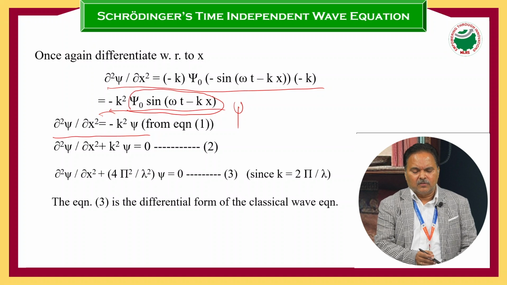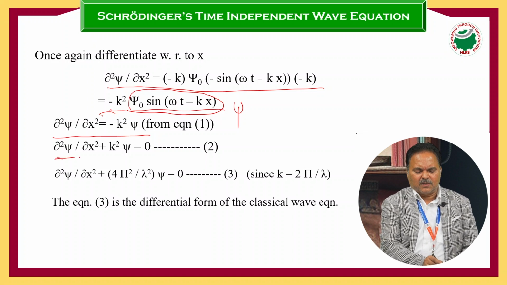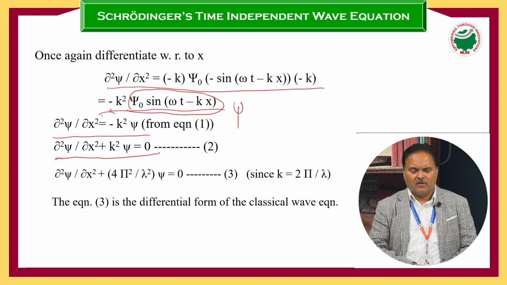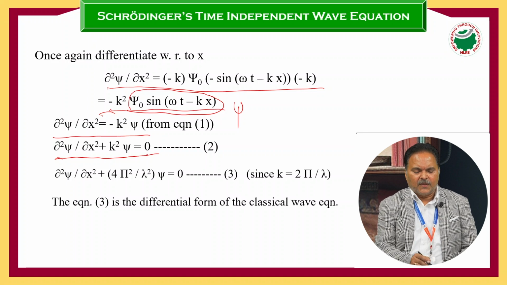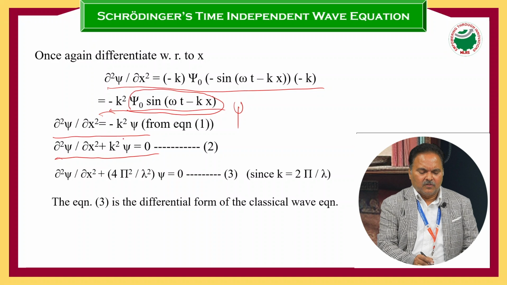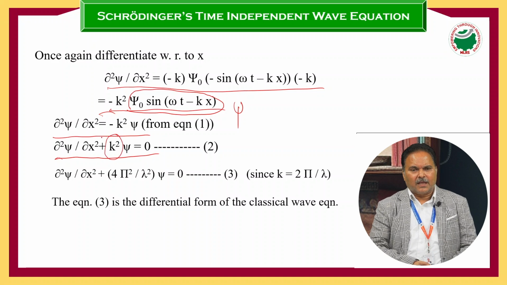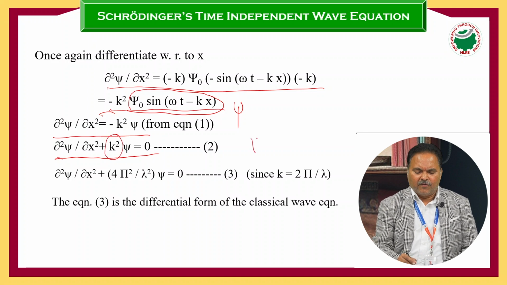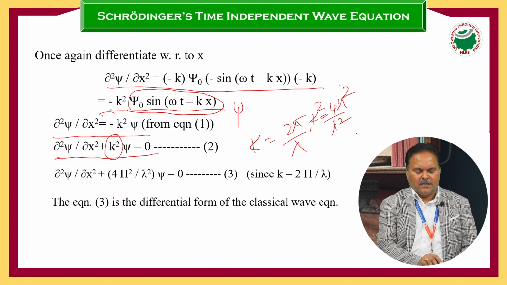So minus k square goes to the other side, and it becomes dou square psi by dou x square plus k square psi is equal to 0. In this equation we have to remove the k value. The k value is nothing but the wave vector, 2 pi by lambda. So k square will be 4 pi square by lambda square. Substituting this, it becomes dou square psi by dou x square plus 4 pi square by lambda square psi is equal to 0. This is one equation.